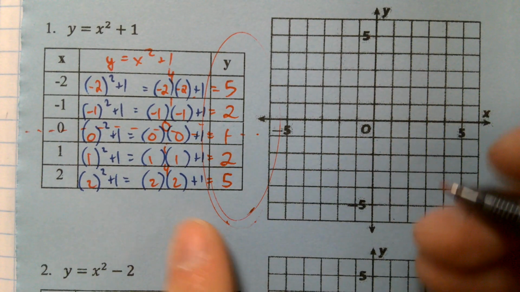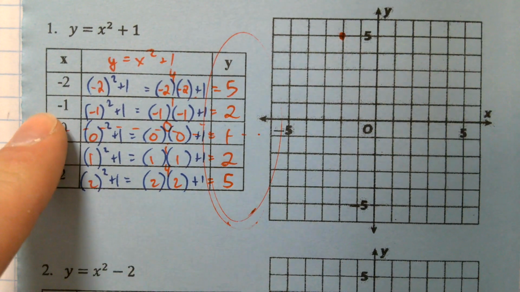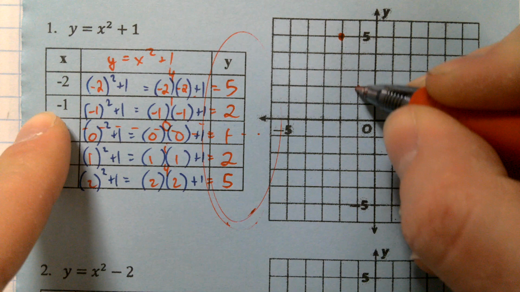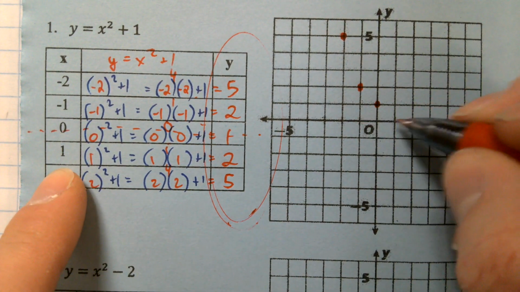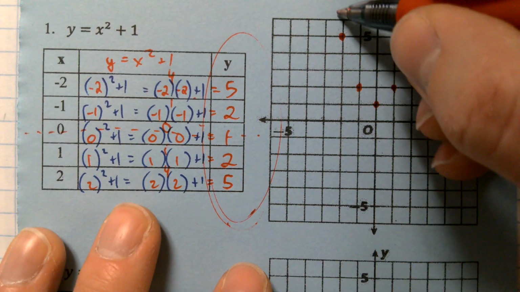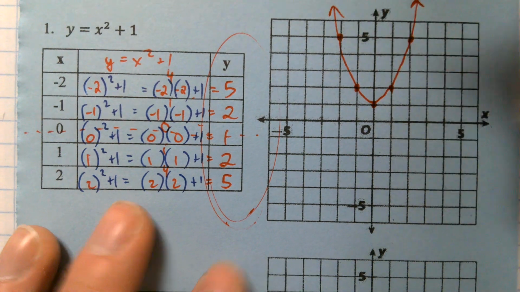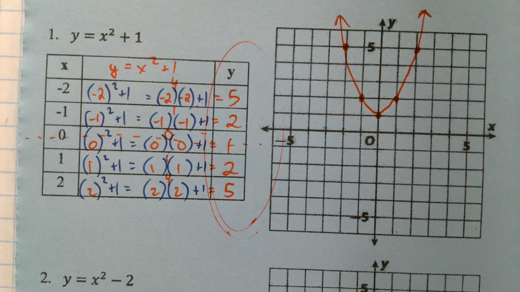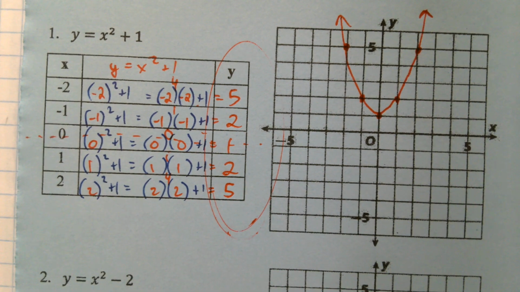So if I were to plot these points, negative 2, comma 5, I'm going to go left 2, up 5. Negative 1, comma 2, I'm going to go left 1, up 2. 0, 1, I'm just going to go up 1. 1, 2, 2, 5. There's my little U shape. I'm going to connect them up, go all the way through my points, and put arrows on the end. You got to make sure you're putting arrows on the end. I'm tired of writing draw your arrows on your tests.